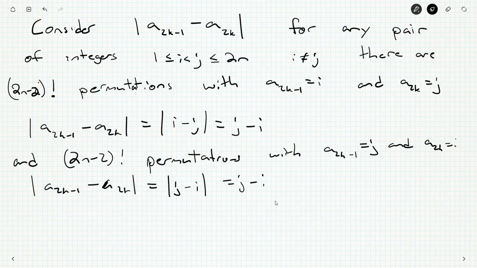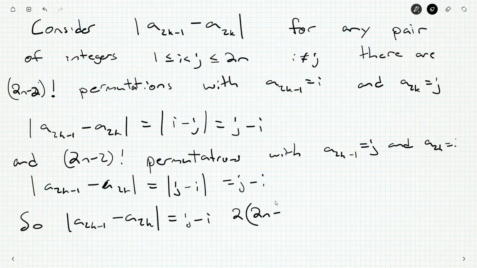So j minus i appears in our sum at A2k minus 1. So it equals j minus i times 2 times 2n minus 2 factorial, for a given k. So we considered a generic term in our sum for that fixed k and any pair i and j, with i less than j.